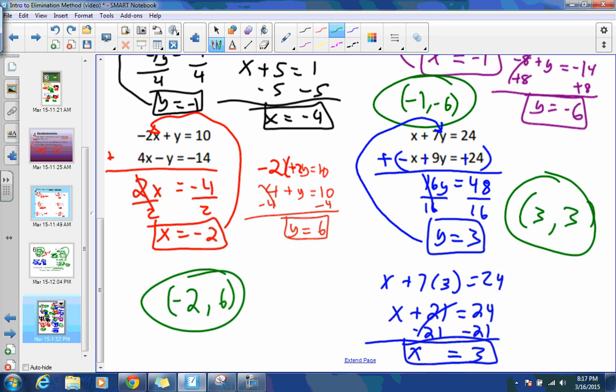So that is the answer key video for elimination worksheet 1. I hope this helps. This is basic elimination using addition and subtraction. We'll see you next time.